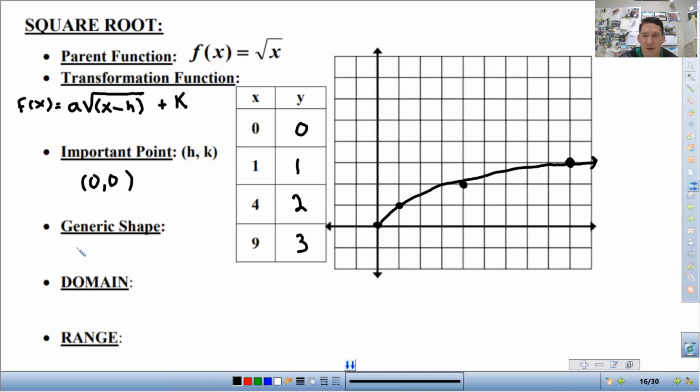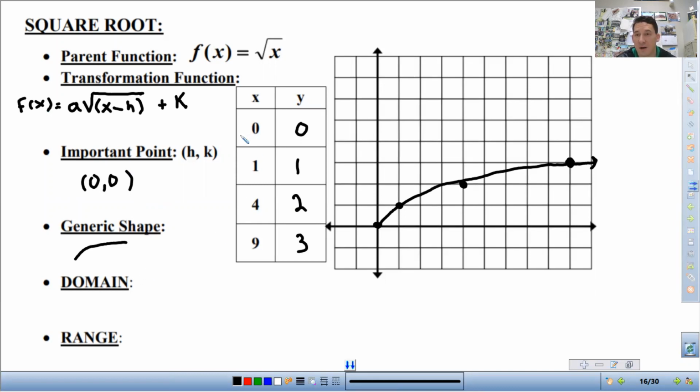Generic shape: half of a parabola on its side. That's kind of long. Maybe half a curve, or just sketch out the shape. Describe it however you want. Follow your heart.